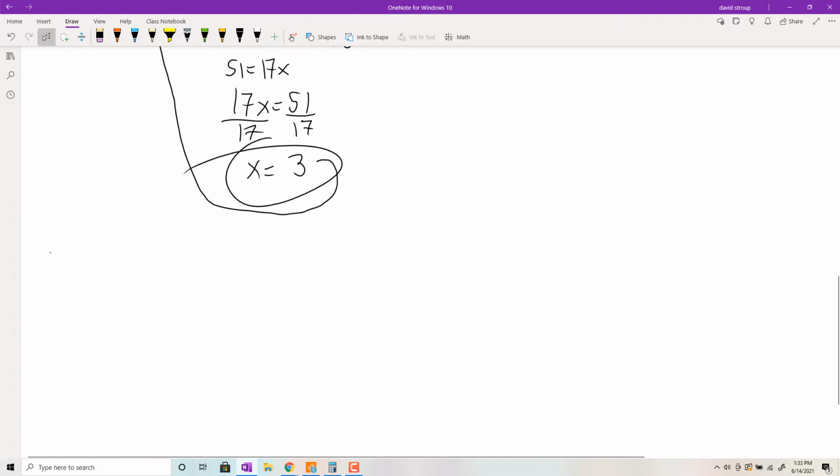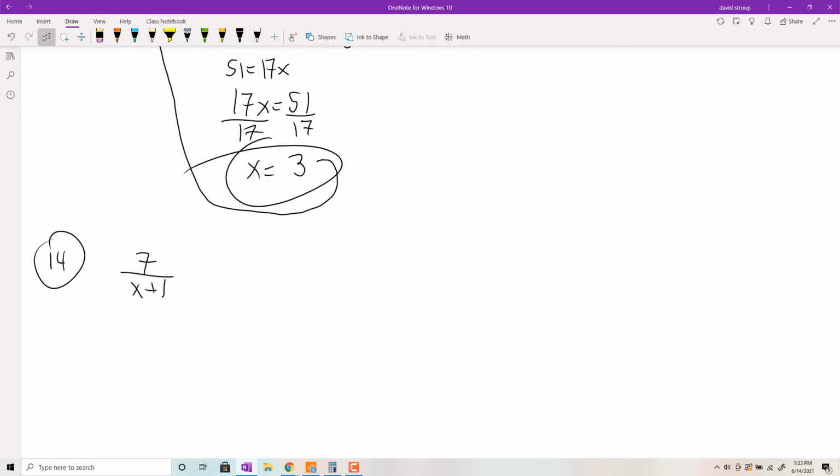Okay, let's look at some more. So here's 14. 7 all over x plus 1 equals 5 all over x minus 3. Now you may have been trained to cross multiply in these cases. We just want to be consistent with what we're teaching though, so we're going to multiply both sides by the LCD, which in this case we need a factor of x plus 1 and a factor of x minus 3. So I'll be multiplying by that.